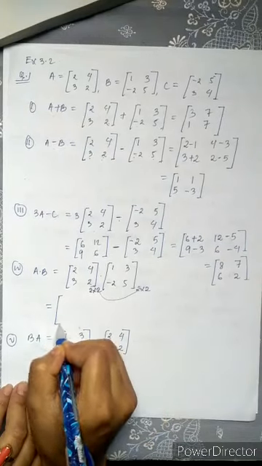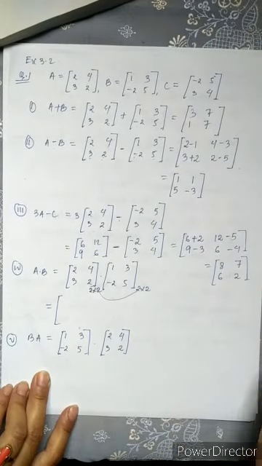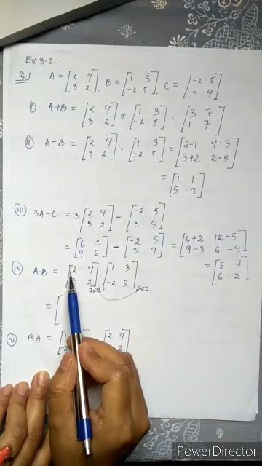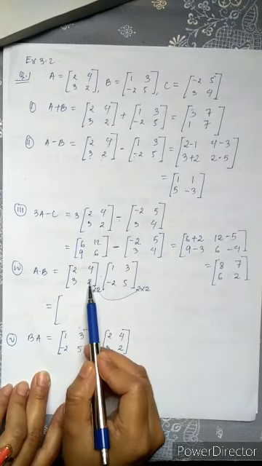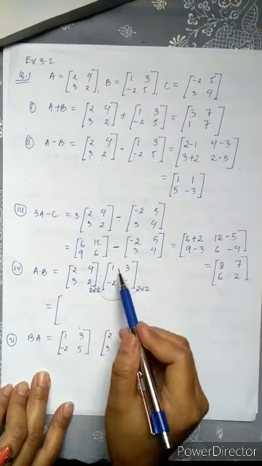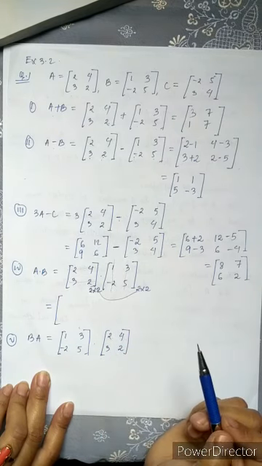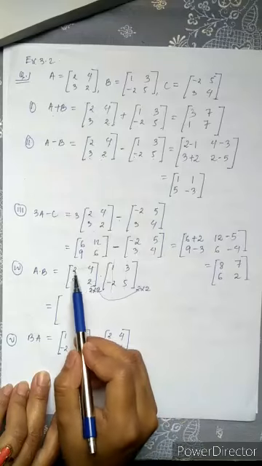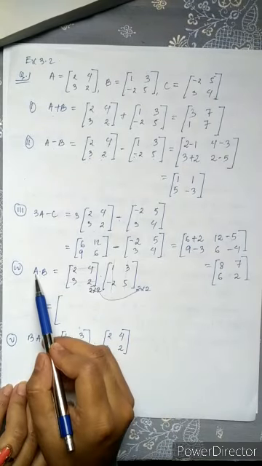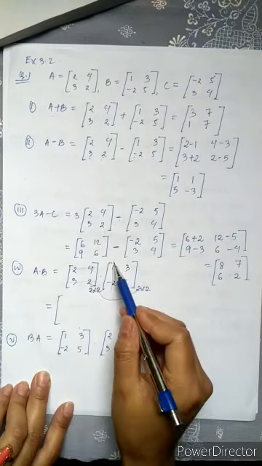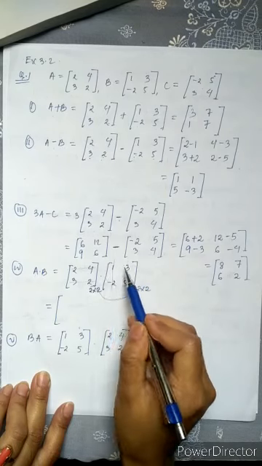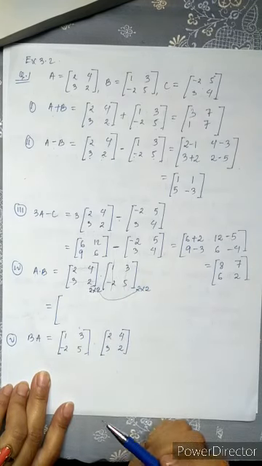Then how to find the product of matrix A and matrix B? Apply the rule: elements of the first row and the second row of matrix A should be multiplied by elements of the first column and second column of matrix B, multiplying the corresponding elements.